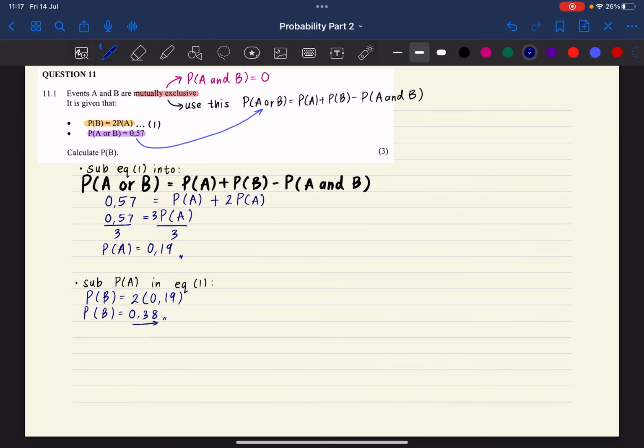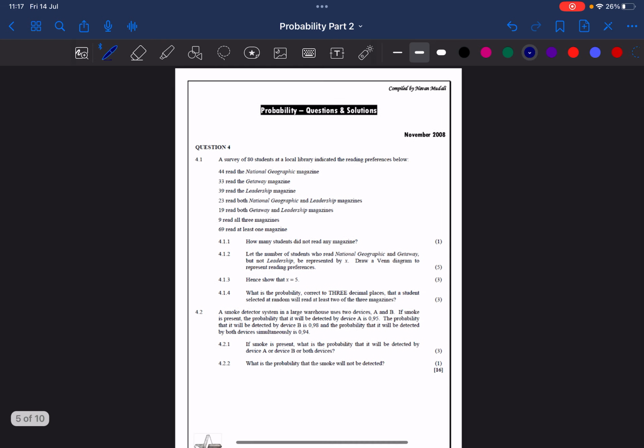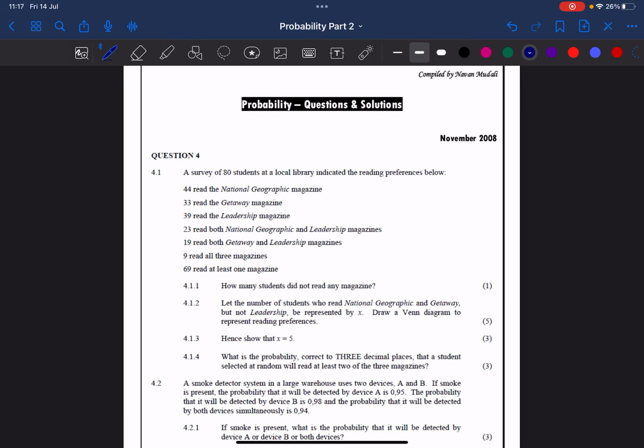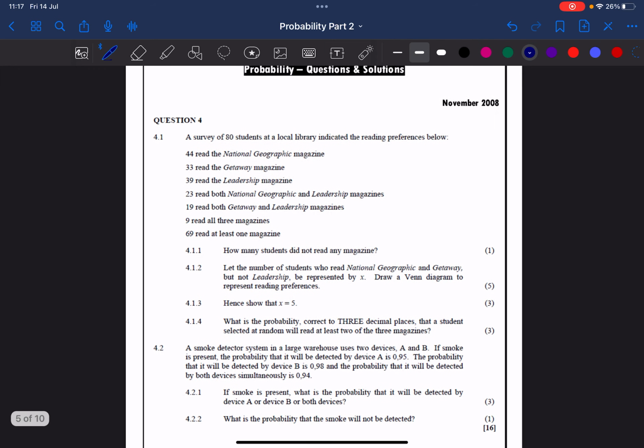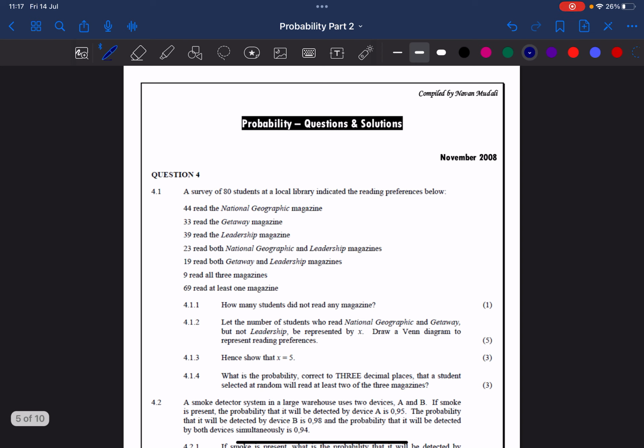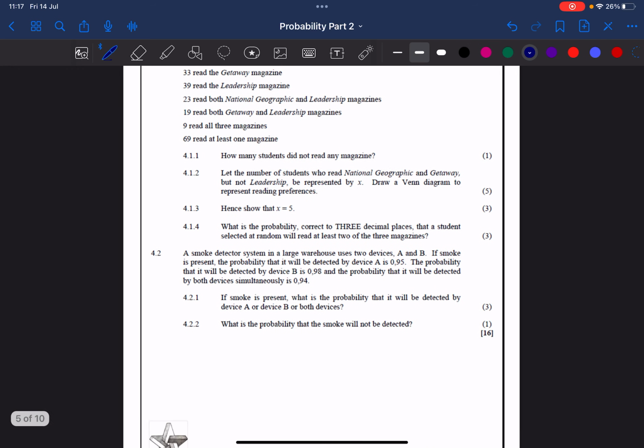Let's look at one more question. Well, this one I got, it says compiled by Navan Mudali. Well, I'll say thank you to Navan Mudali for compiling this. I'll put the link to this probability questions and solutions paper in the description below. She put together most of the questions that she could find, or he, I don't know, of probability. So questions and solutions for the different types of questions that will occur.